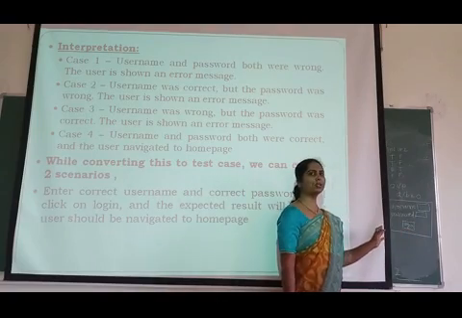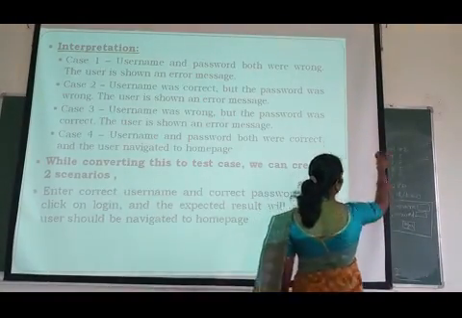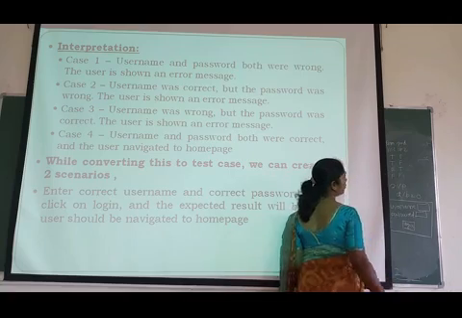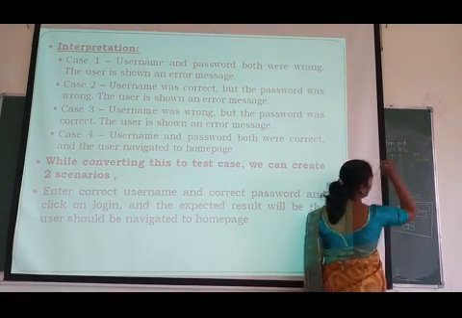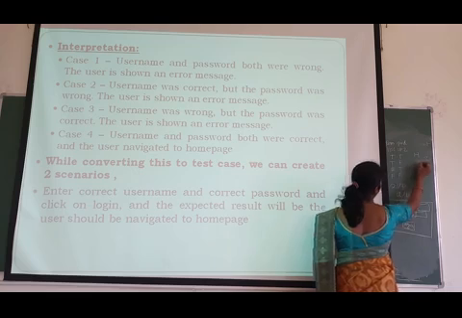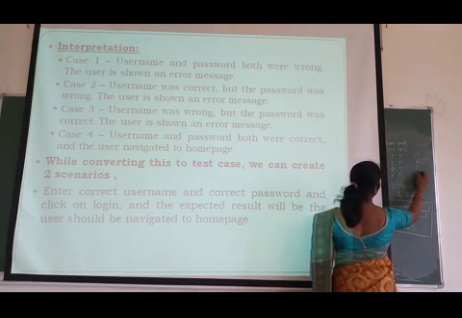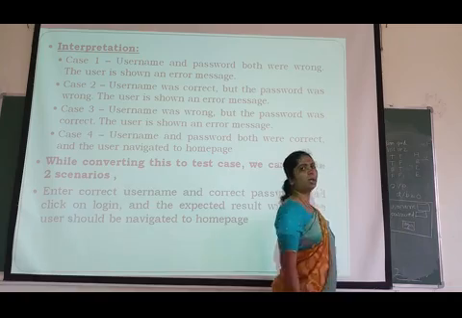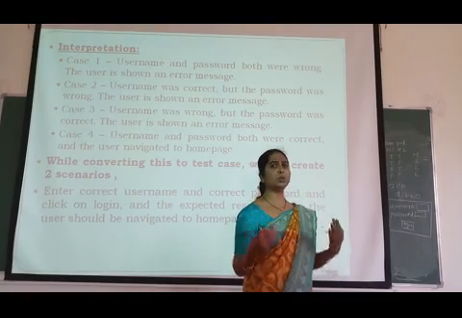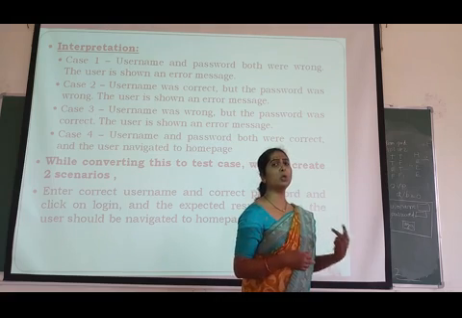Now, how have we considered the decision table here? If both inputs, the username and the password, are correct, the user will be redirected to the home page. If any one is false, there is an error message. If the first is false and the second true, then also the error message. If both are false, then also the error message is displayed. Simply, if both conditions are true, and only then, the user will be redirected to the home page.